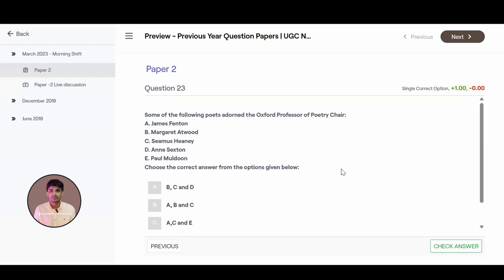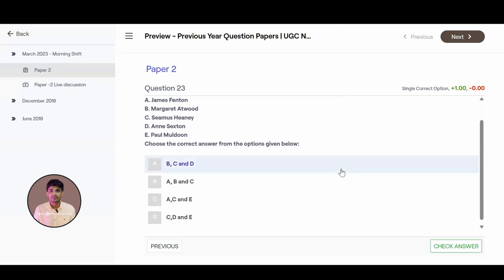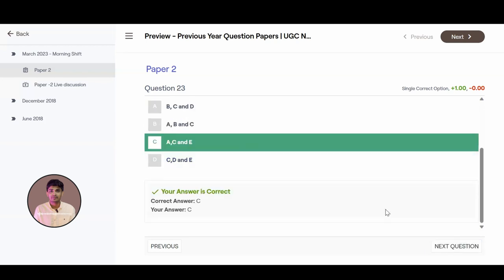All right. 23rd question. Some of the following poets adorn the Oxford Professor of Poetry chair. Professor of Poetry in Oxford is a designation, and some of the following poets adorn that chair or were in that position. You have to give me the names of those particular poets. Let's try C, A, C, and D, which is the answer. James Fenton, Seamus Heaney, and Paul Muldoon. Margaret Atwood and Anne Sexton were not chairs of this particular position.